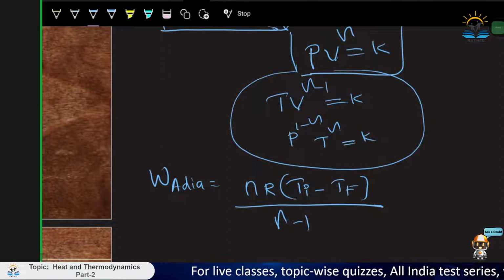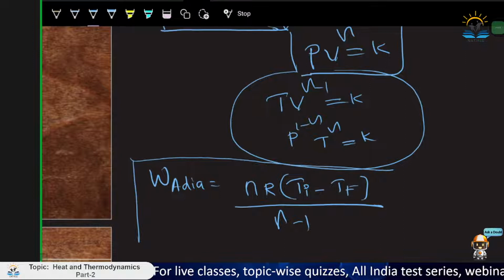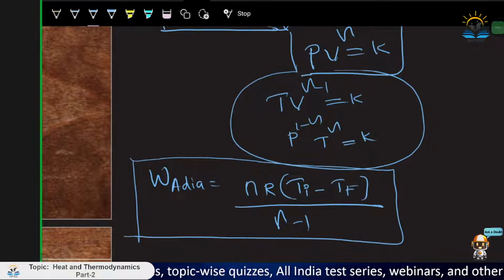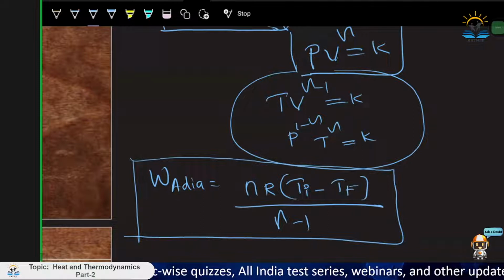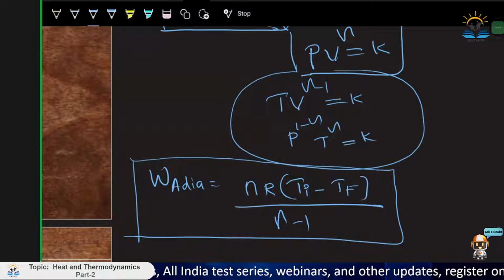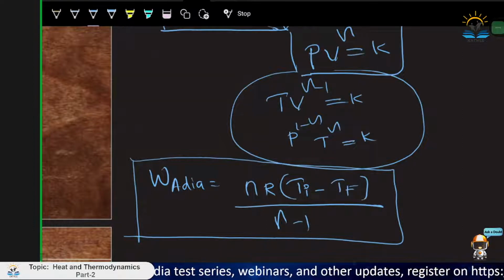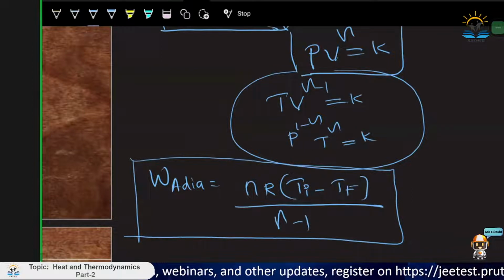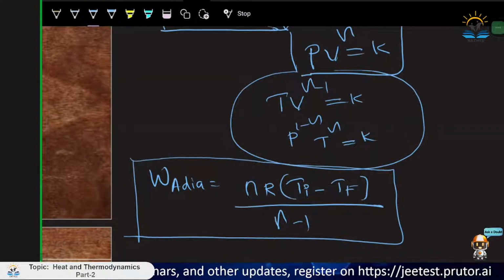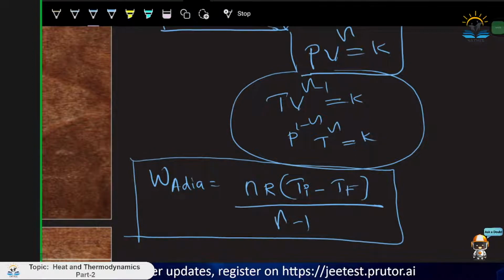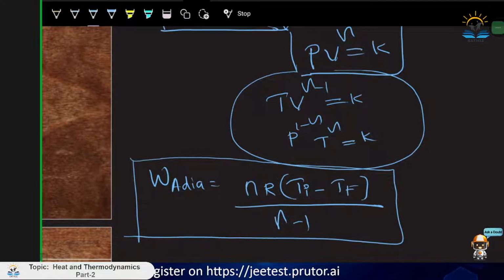That is the equation. What is gamma? Cp by Cv. Gamma is the molar heat capacity ratio, that is Cp by Cv. So the work done in adiabatic process is equal to nR times T initial minus T final, divided by gamma minus 1.